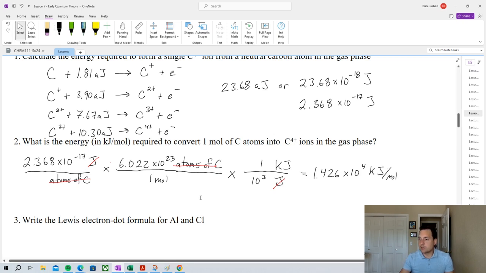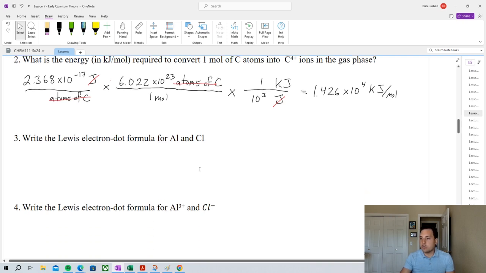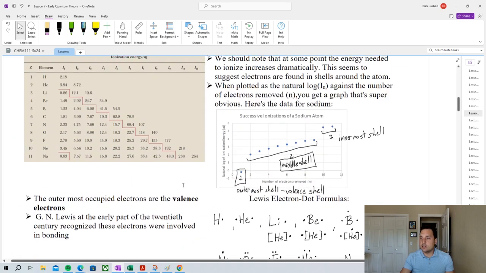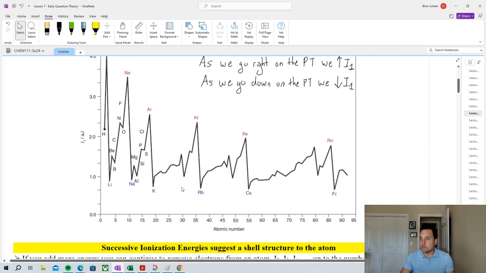All right. I have a couple of problems here about writing Lewis electron dot formulas. Now, these are ones I didn't talk about, aluminum and chlorine. But what we can do is just look at the periodicity of these elements. Aluminum is in the same place that boron would be on the periodic table, just one row below it. So boron and aluminum are in the same group.